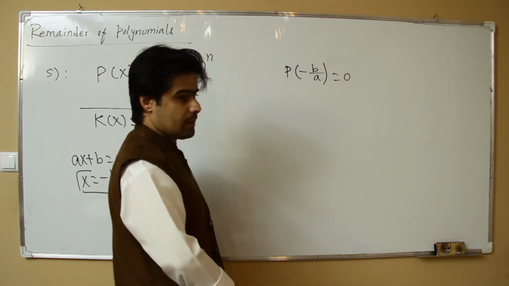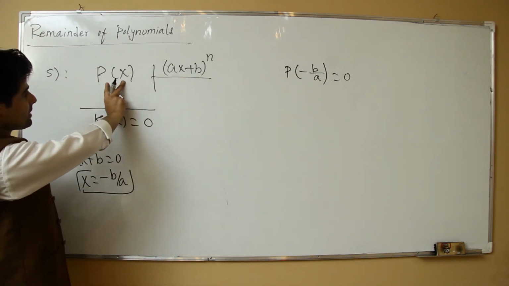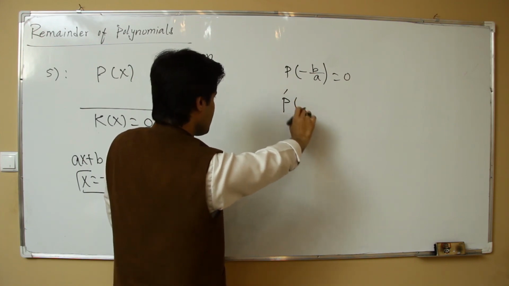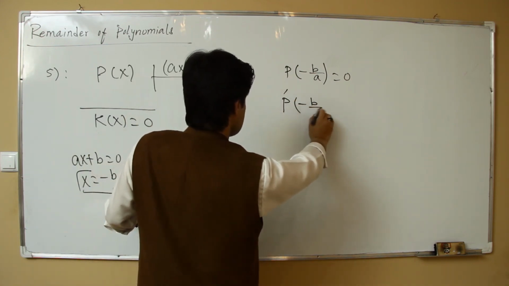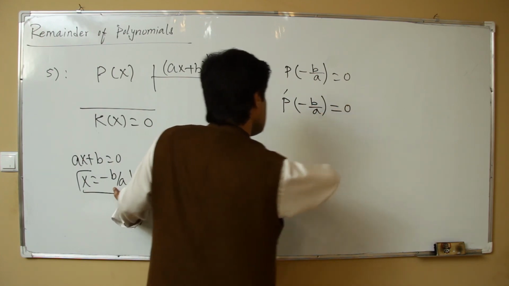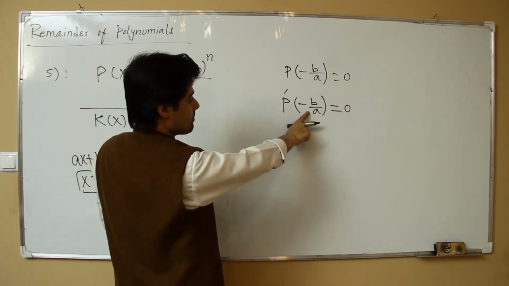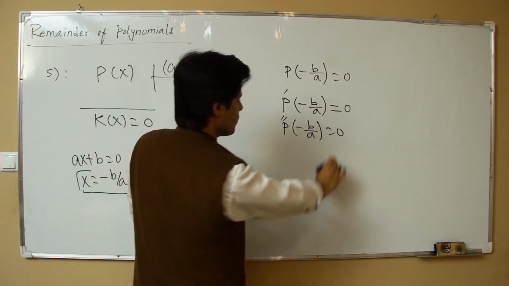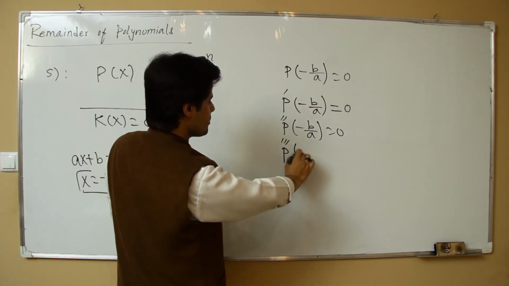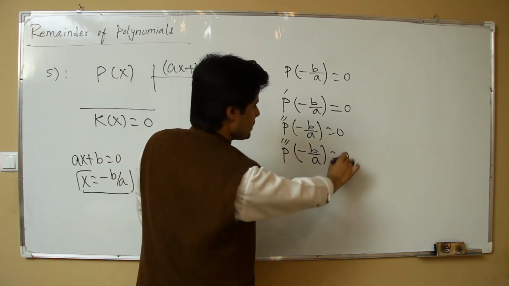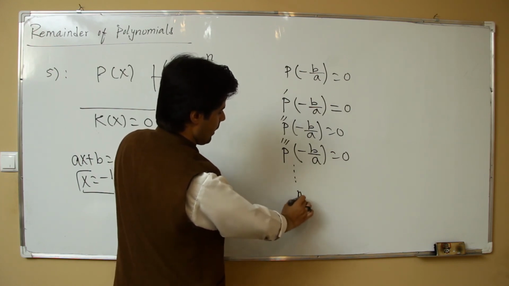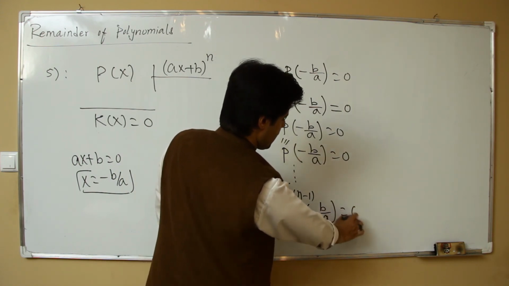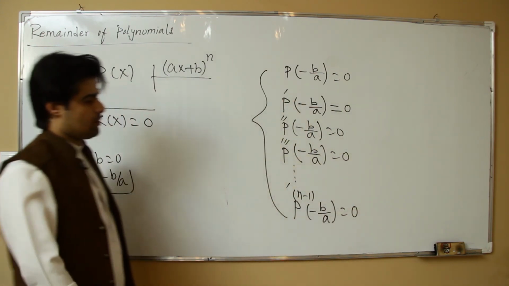This is called k(x). Now if you want to take the first derivative of the p(x), it would be p prime. Now put in here also this minus b divided by a, so it would be once again 0. If you put this minus b divided by a in the second derivative, it would be once again 0. If you put this one in the third derivative, it would be 0, up to the n minus 1 derivative. If you put this minus b divided by a, it would be once again 0.